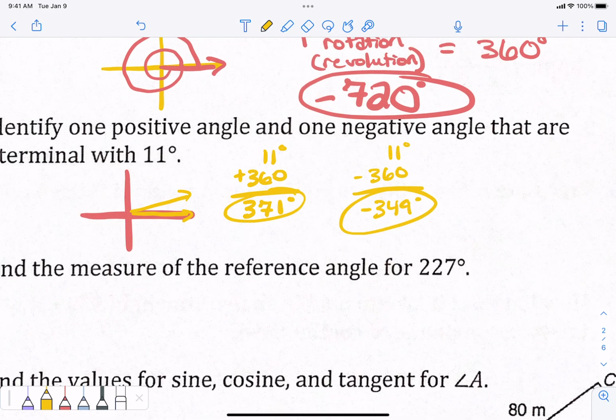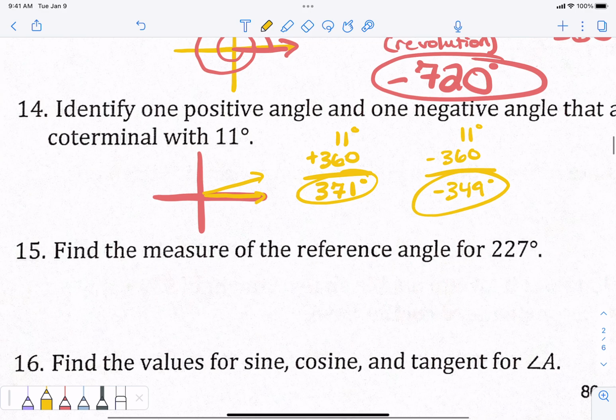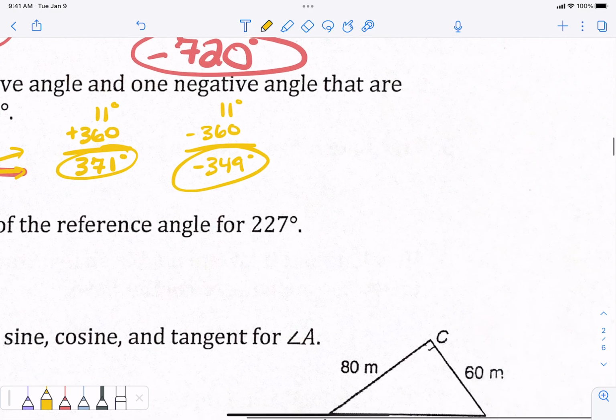I have a question. What if you have an angle where subtracting 360 doesn't make it negative? Okay, I'm going to give you an example. Is that still a negative angle or no?